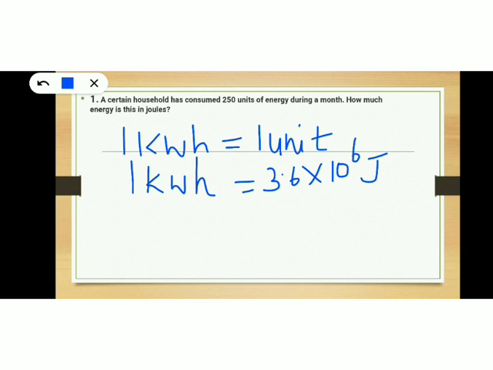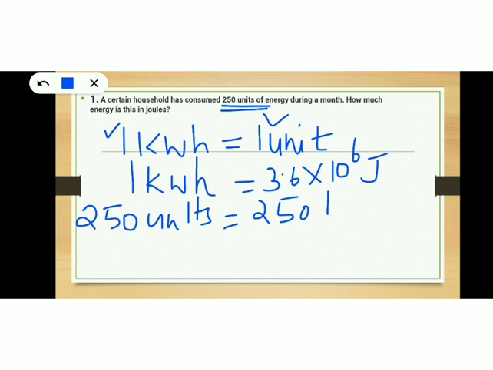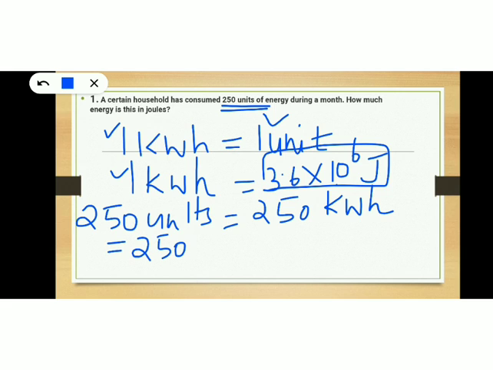So here this household has consumed 250 units of energy. So 250 units is 250 kilowatt hour, isn't it? Because 1 unit is equal to 1 kilowatt hour. You know that 1 kilowatt hour is equivalent to 3.6 into 10 raised to 6 joule. So 250 kilowatt hour will be equal to 250 into 3.6 into 10 raised to 6 joule.